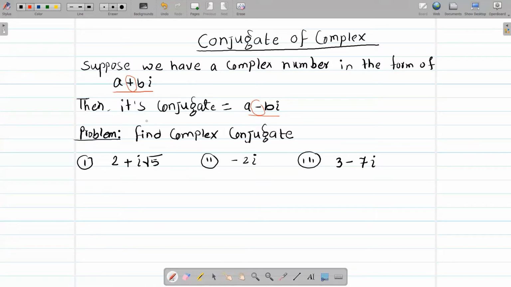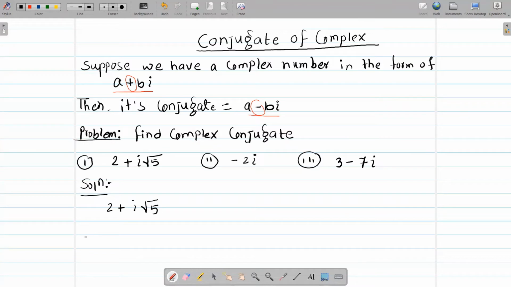So now let's look at some examples I have taken, and I'm going to show you what the conjugate of each is, and the same way you can find other problems related to the conjugate of a complex number. So let's get started. Like I said, for conjugate, we have the first example, we have 2 plus i square root 5.